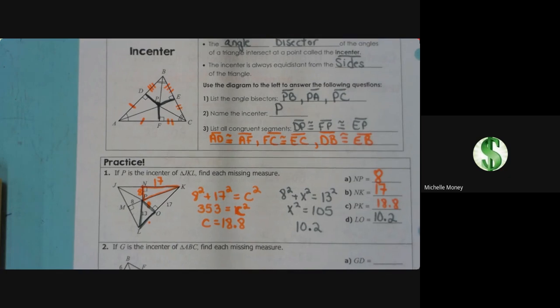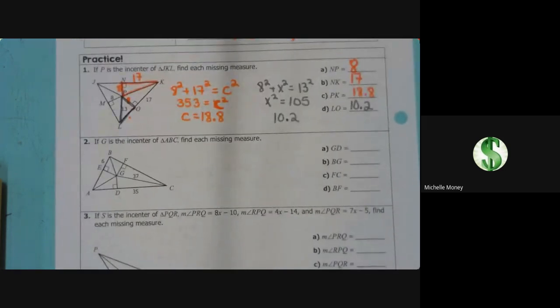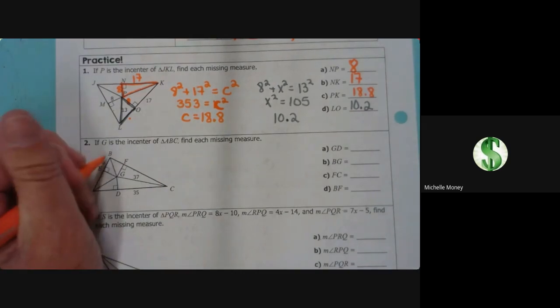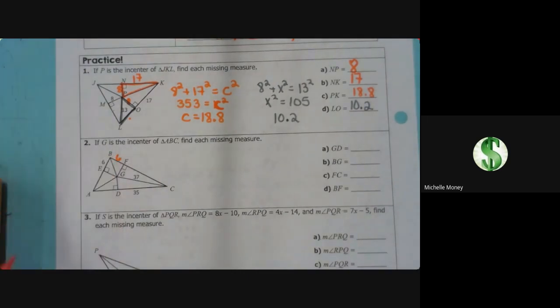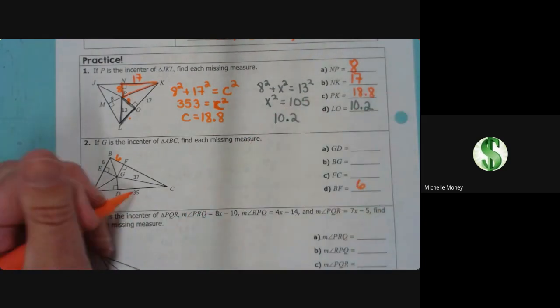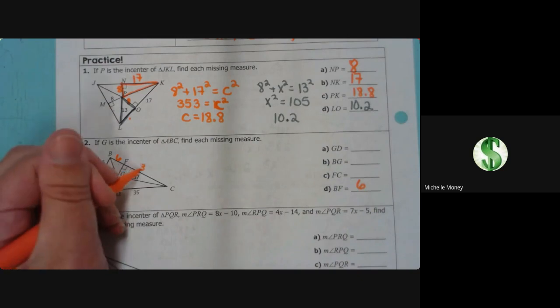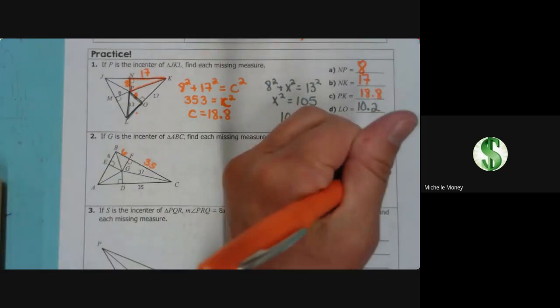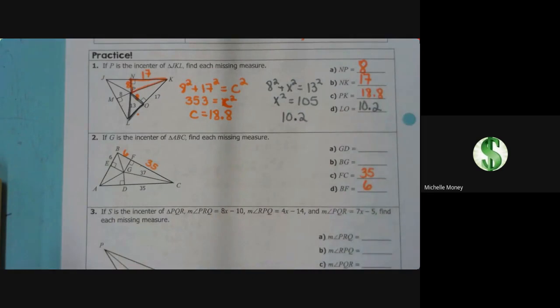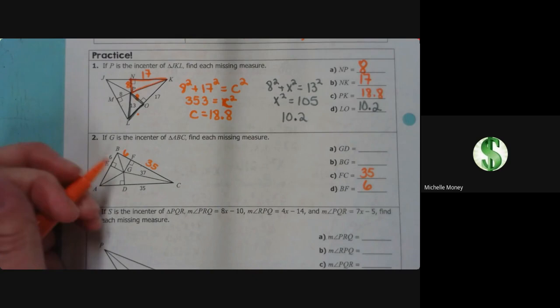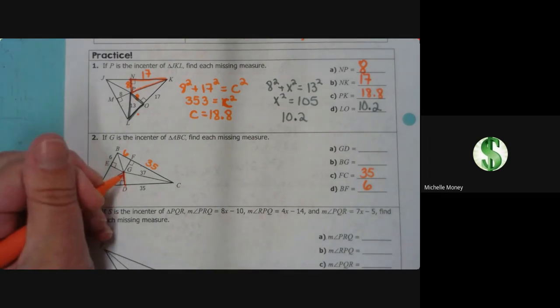Everyone okay? All right, let's just do one more just so we can practice together. So we're going to fill in EB is 6, so that means BF is 6. DC is 35, so FC is going to be 35. And then we're going to have some right triangles, it looks like. So we're looking for GD, which is going to be this little segment here. So we actually have this right triangle.